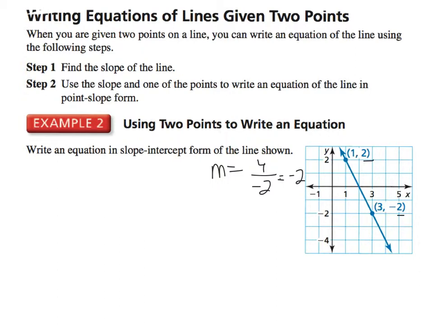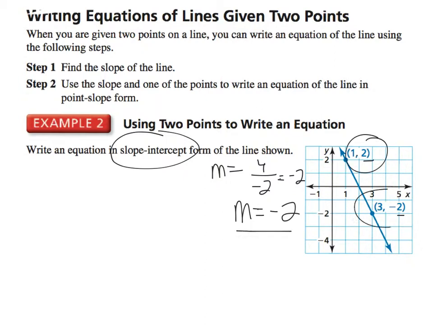I am now going to pick any point I want. But notice what the directions say. Write it in point-slope form. So I know my slope is negative 2. Now, if I have a point and a slope, notice here we have 2 points. I can pick either one. Let's pick (1, 2). So I'm going to plug that into my equation. y minus my y value equals your slope multiplied by x minus your x value.